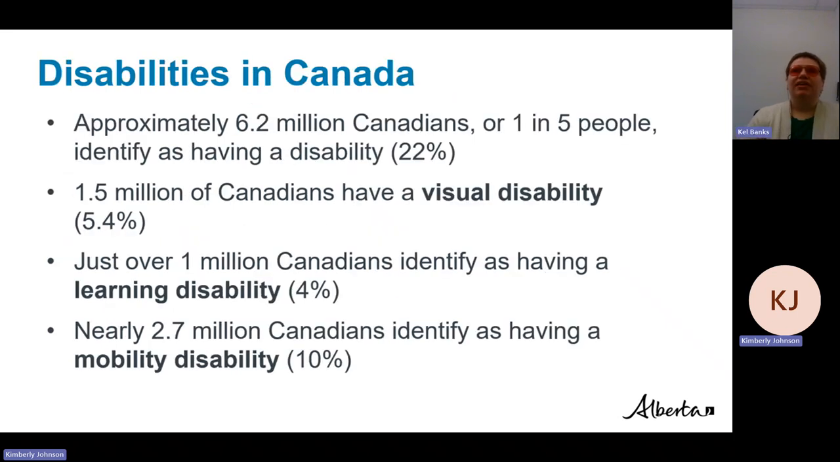Okay, so disabilities in Canada. Approximately 6.2 million Canadians, or one in five people, identify as having a disability. 1.5 million Canadians have a visual disability. Just over 1 million Canadians identify as having a learning disability, and nearly 2.7 million Canadians identify as having a mobility disability.